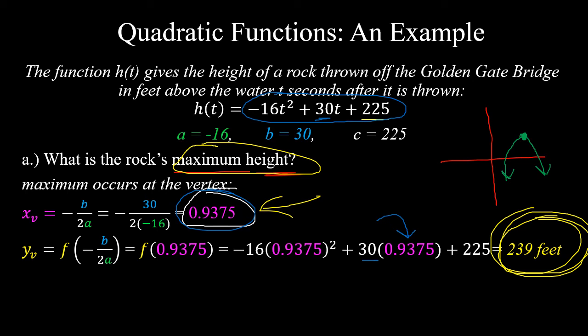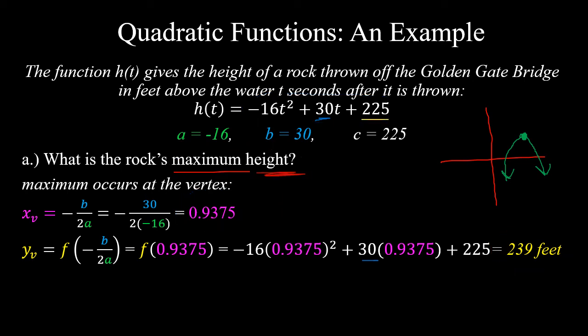So that is how high above the water. Always go back and try and interpret your answers in terms of the problem. That means the rock will get to a maximum height of 239 feet above the water before it starts to fall down towards the water. Okay, that's all. That's what's happening there.